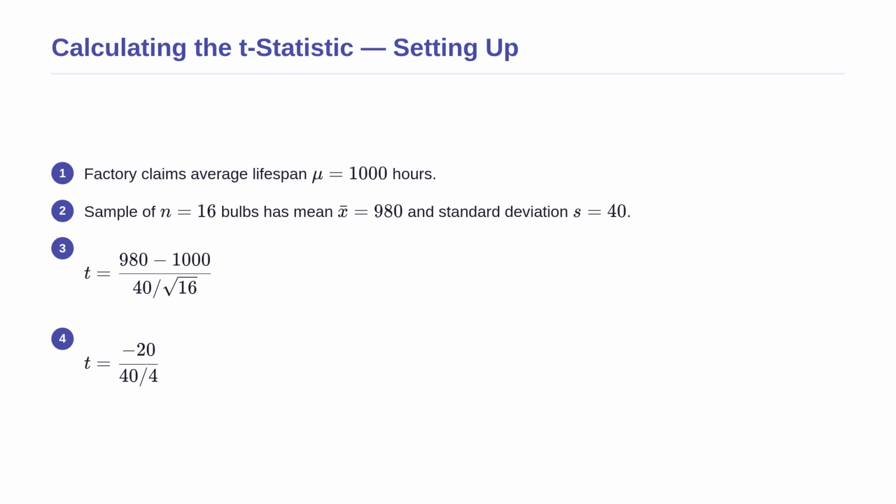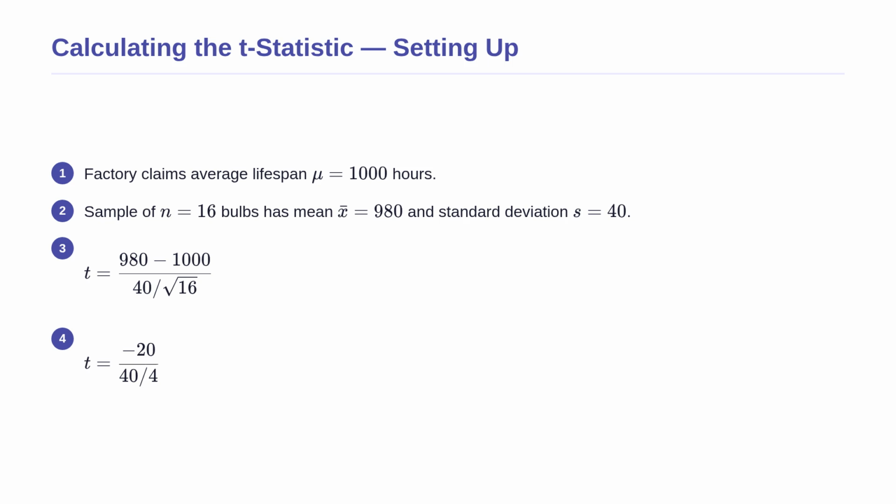Before we move on, let us see this with a concrete example. A factory claims their light bulbs last exactly 1000 hours on average. A quality inspector tests a small sample of 16 bulbs. The sample has an average lifespan of 980 hours and a sample standard deviation of 40 hours. We need to calculate the t-statistic to see how far off this sample is from the factory's claim. We chose this formula because we only have the sample standard deviation, not the population's.